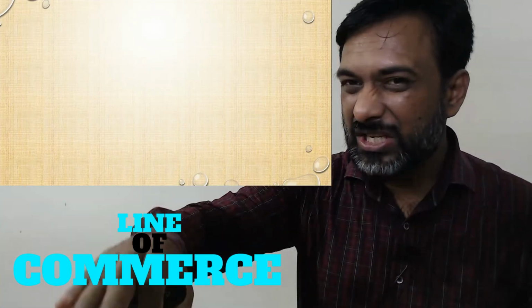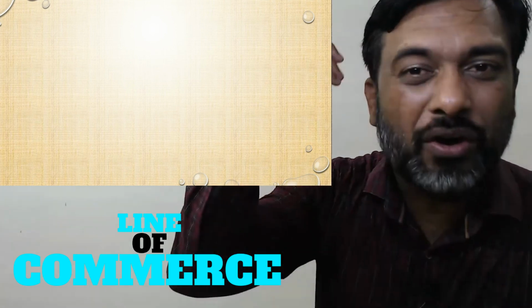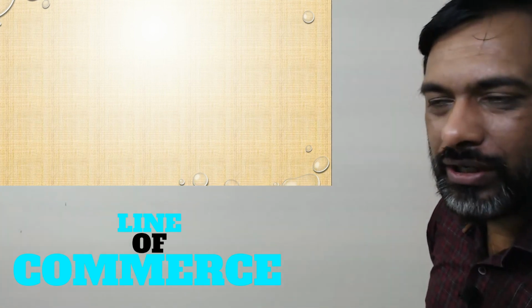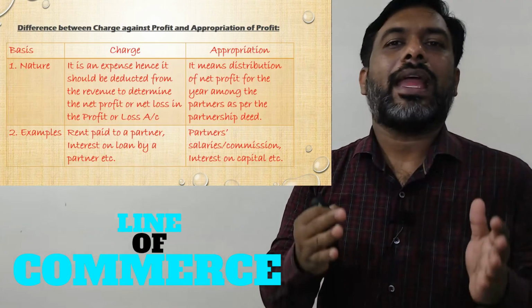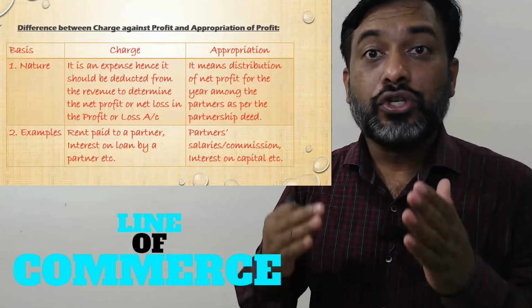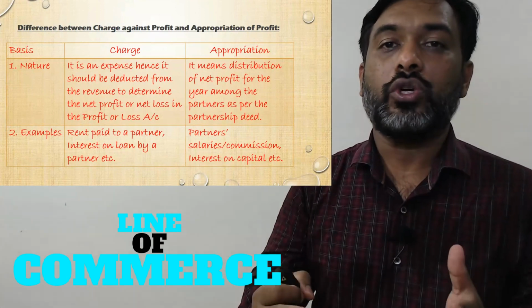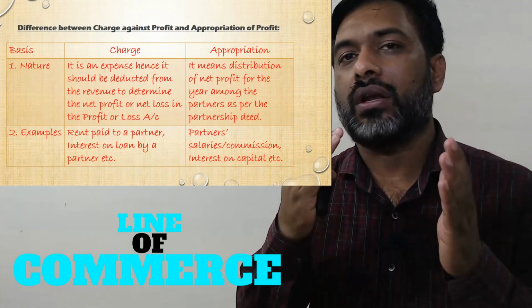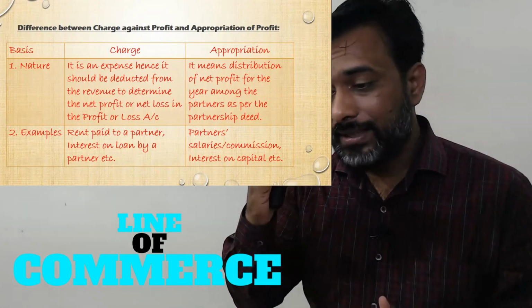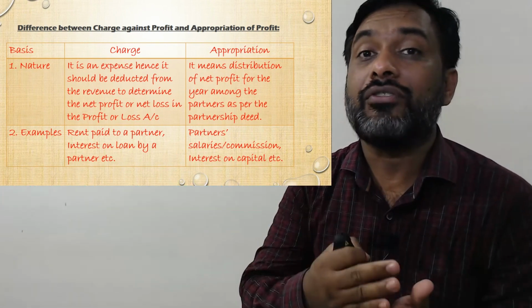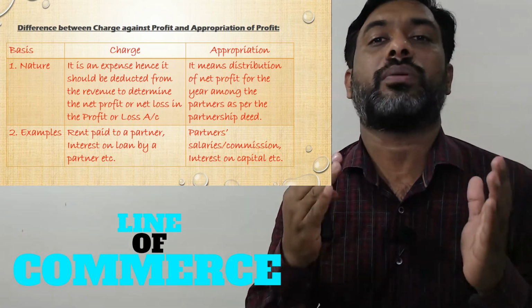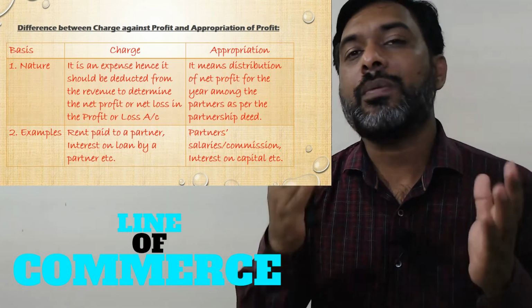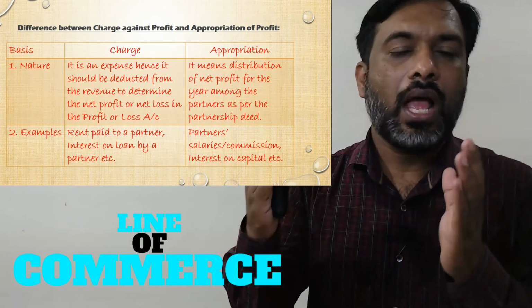Let us now learn the difference between charge against profit and appropriation of profit. Let us see what it is. So, charge means it's an expense which you need to deduct from your revenue to find out your profit and loss. Whereas appropriation means it's division of profit among the partners as per the partnership deed. So this is the basic difference between charge and appropriation.